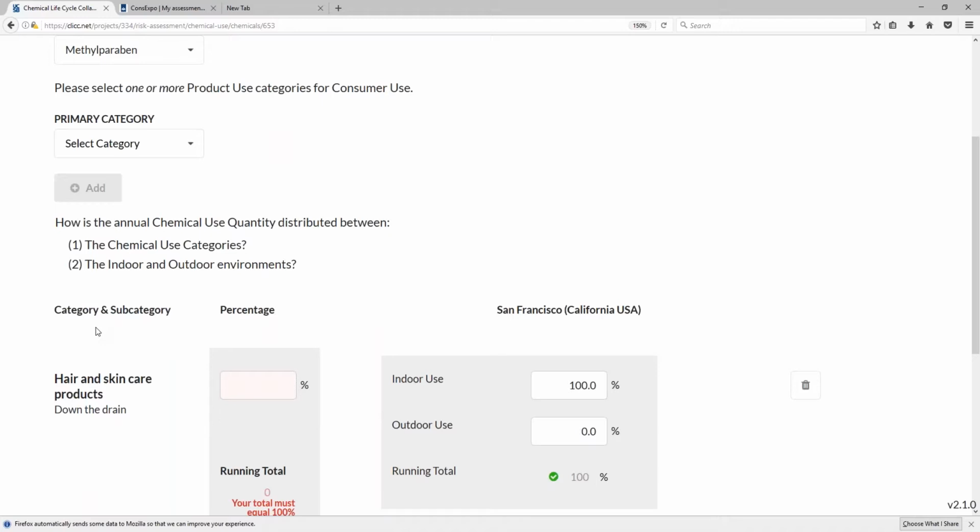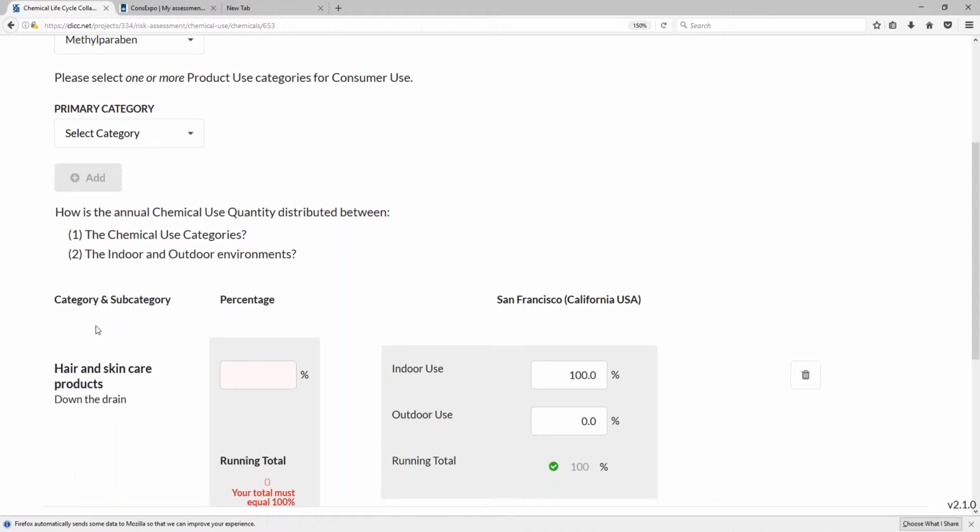Even though we say down the drain, if the volatility is high enough, it could show some volatilization, and it could show that there'll be some indoor air. But this is the primary route depending on the properties. The two key properties are the vapor pressure and the solubility.